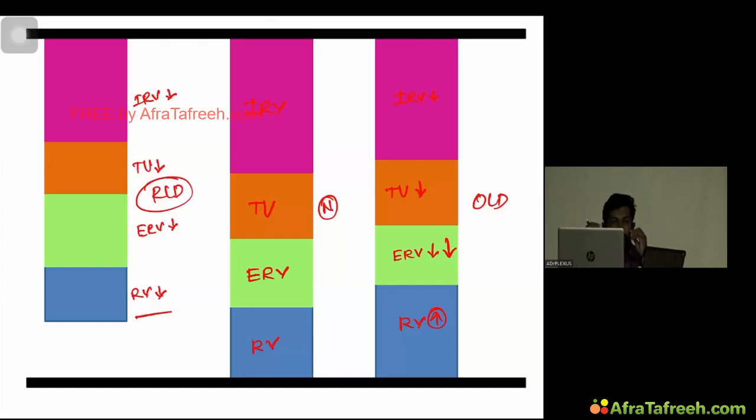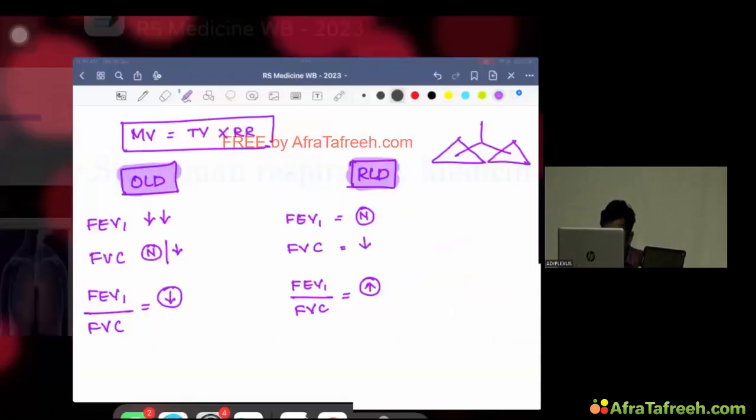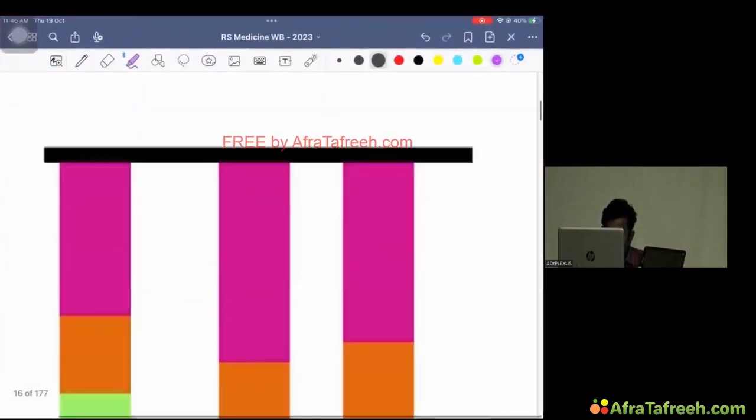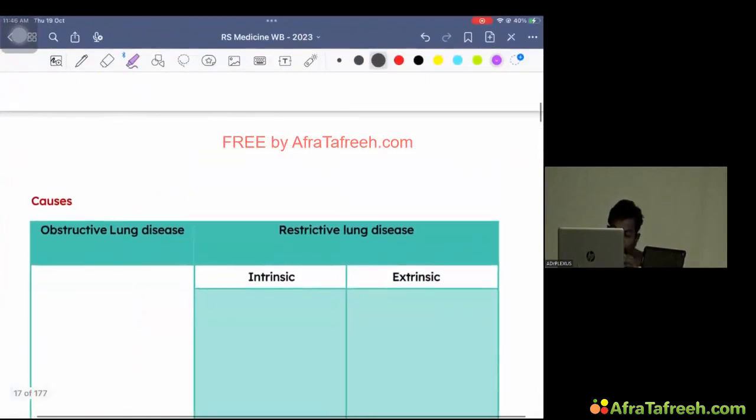Okay, this is the feature seen in restrictive lung disease. This is very, very important. So what are the causes of obstructive lung disease and restrictive lung disease?